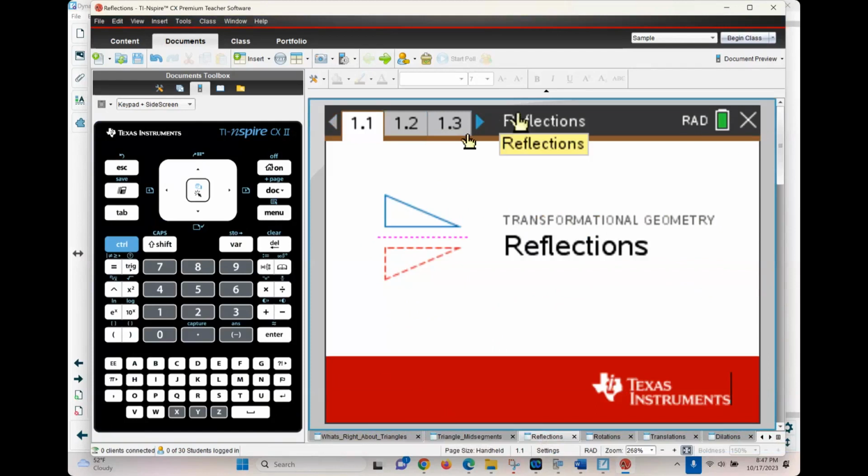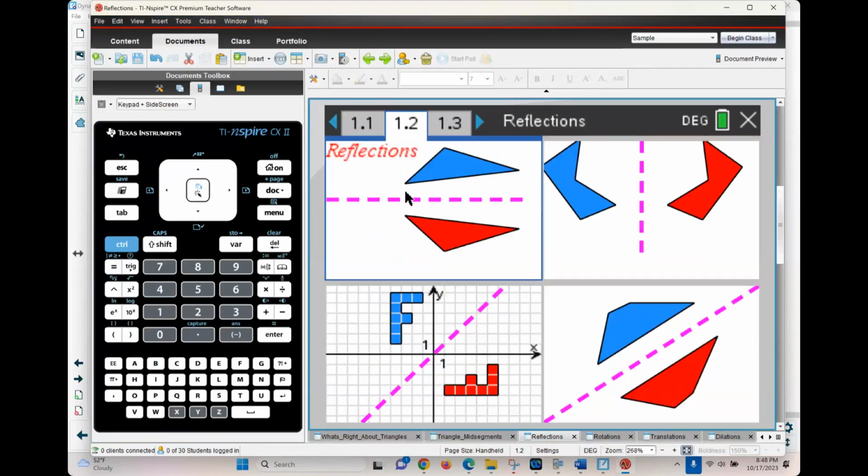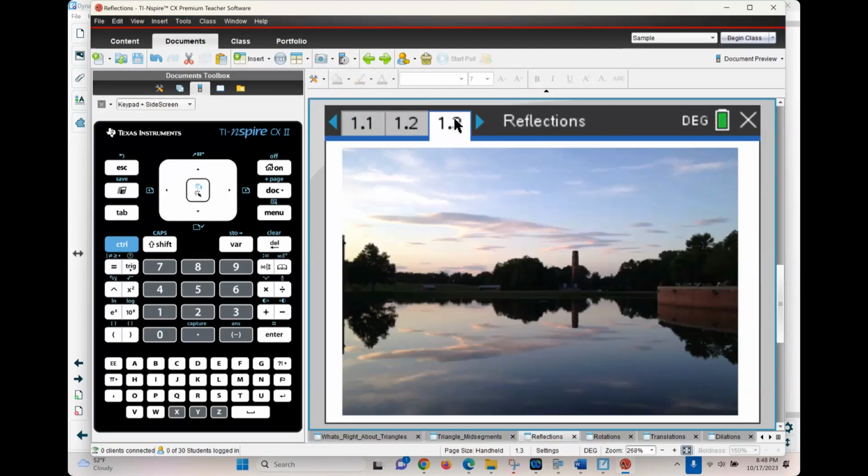Okay, that's what I was just going to ask, because I was going to do that too, because people are asking that. Okay. All right. Good. So this is the first page of the document. Go to page 1.2, and it's kind of showing you previews of coming attractions, what we mean by reflection about different lines. And the third page is actually a picture I took many years ago.